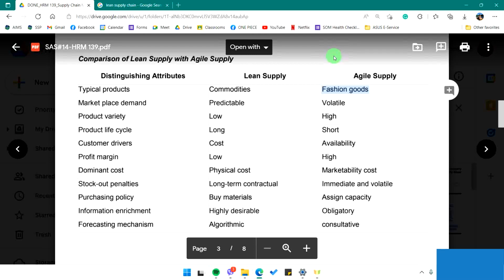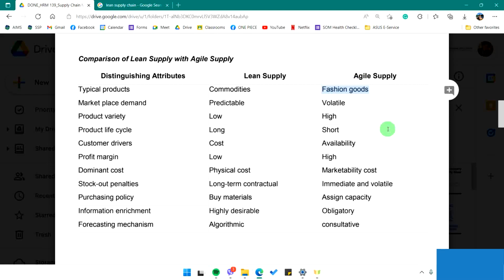Tapos parang meron na lang silang iba pang mga products na ini-introduce pa ngayon sa market. So they are producing high volumes of a specific product with little to no variety at all. When in fact, when we consider agile supply chain with fashion goods, di ba, clothing products are always changing, no?